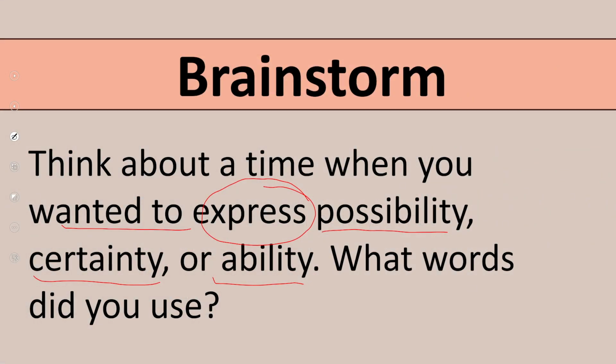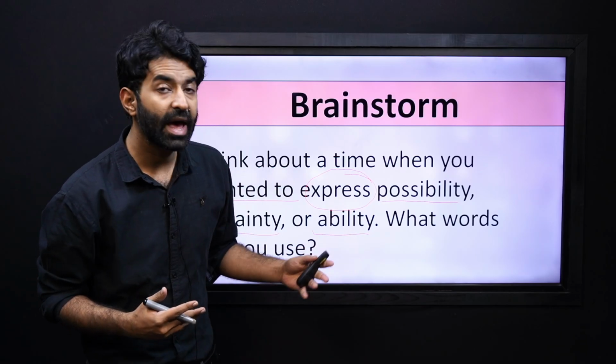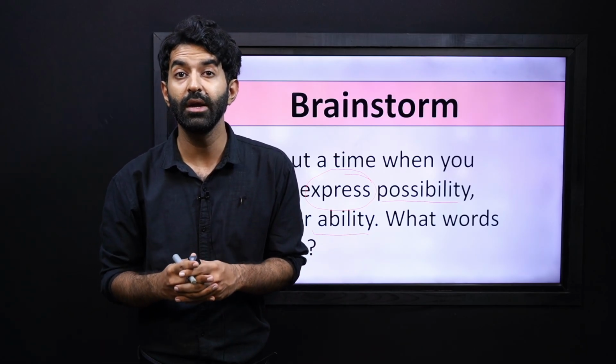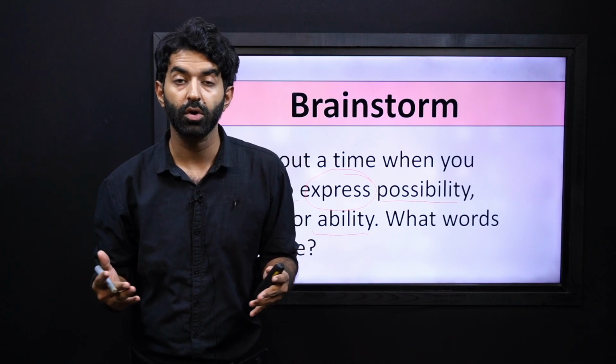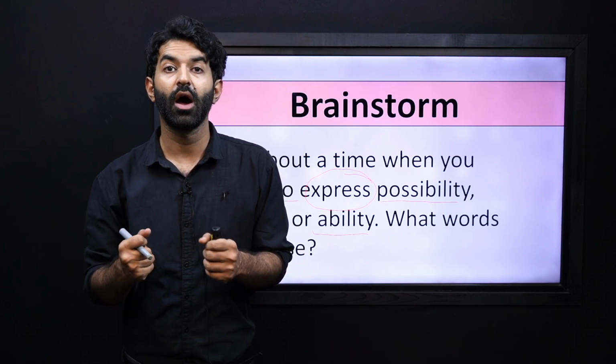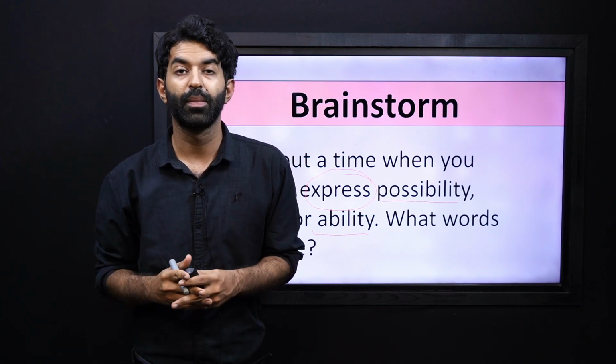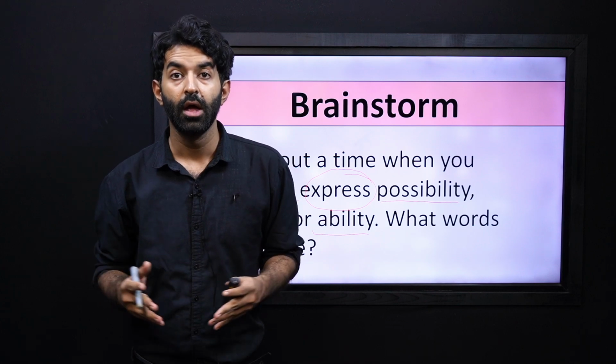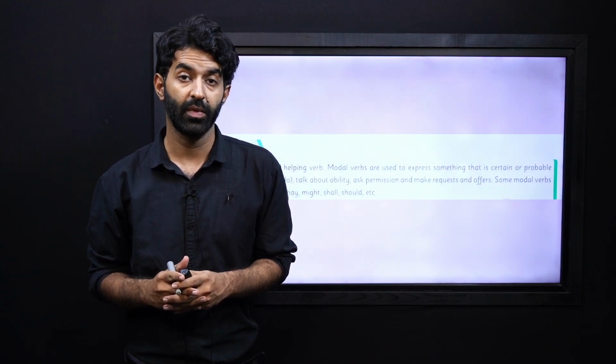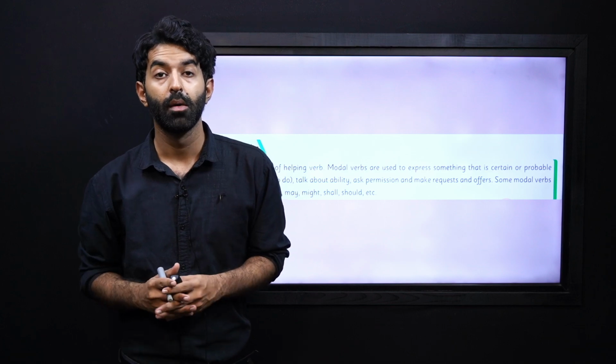When we want to express these different scenarios, when we want to show possibility, which we are not sure about, or certainty, when we are very much certain and sure, or we are asking for permission and so on, we have verbs for them, and we call them modal verbs.